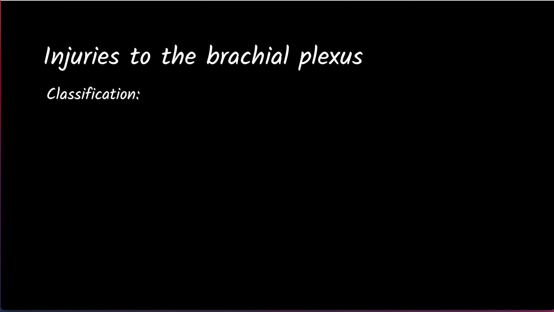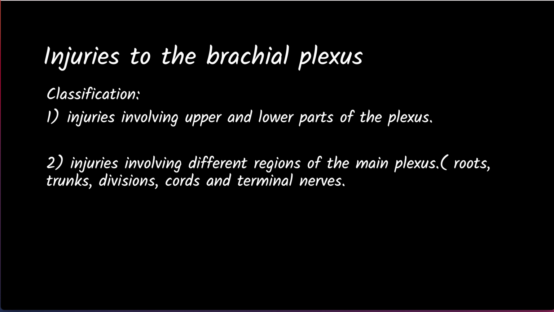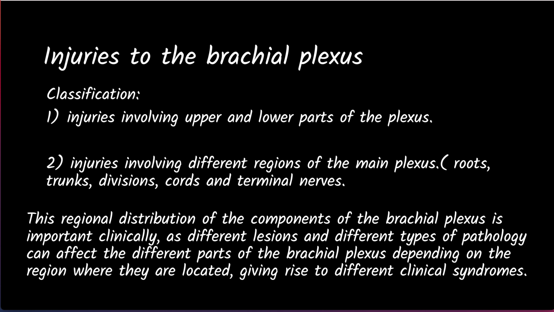So now let's classify it, as I said already. The upper and lower part of the plexus we'll be doing right now today, and then we'll be talking about the different regions of the main plexus that I said: roots, trunks, divisions, cords, and the terminal nerves. I'll not be talking about that today. That will be a separate lecture. Now, this is worth reading.